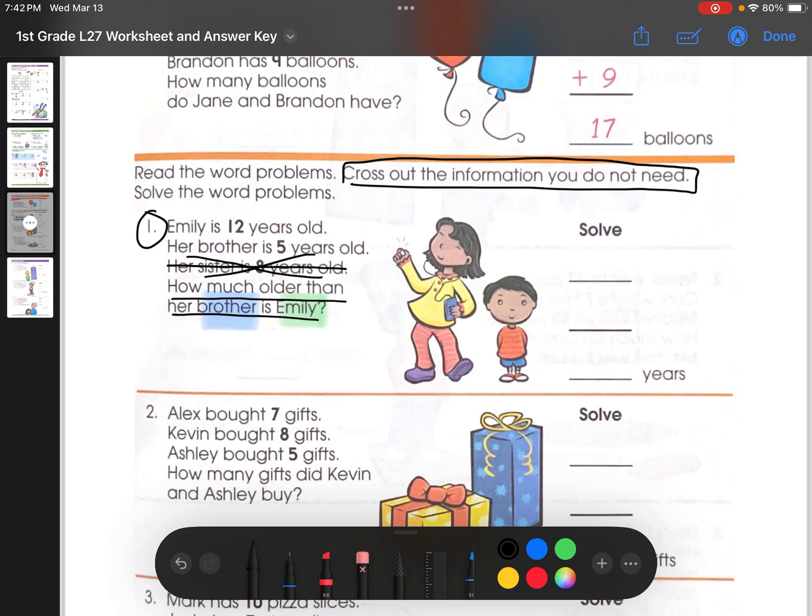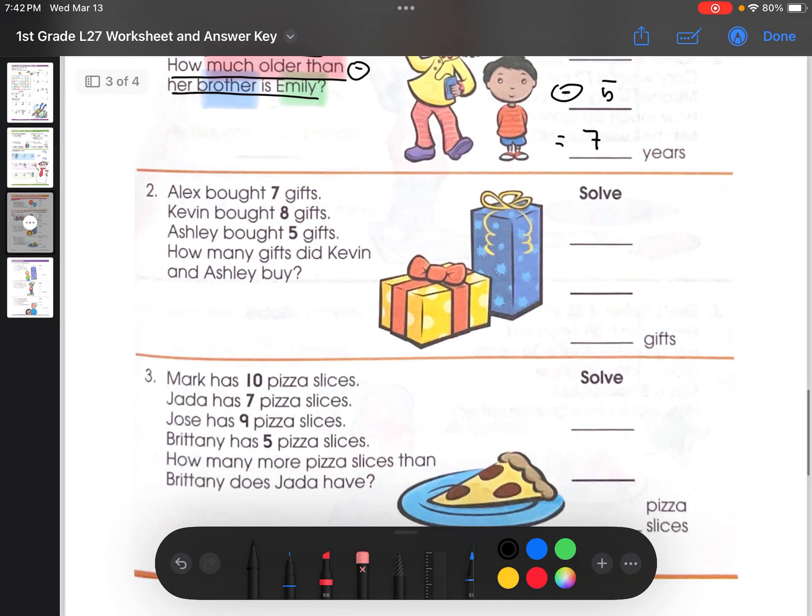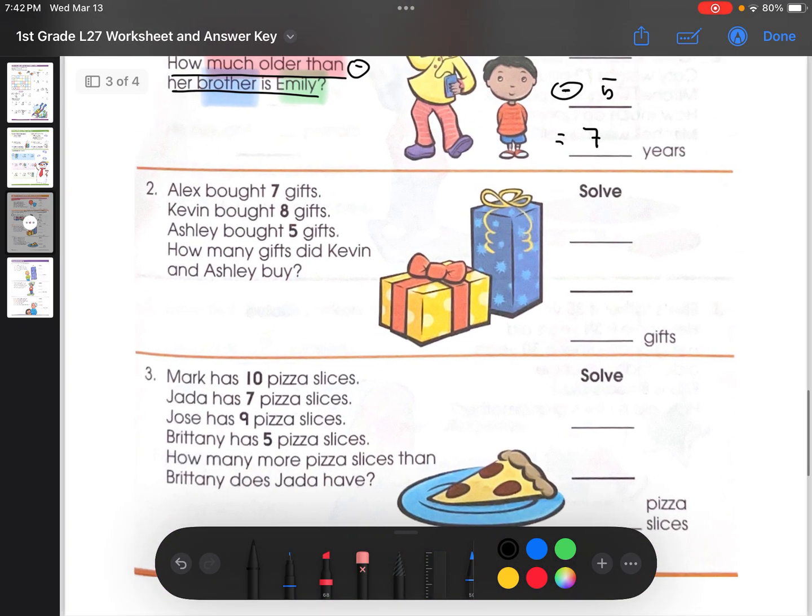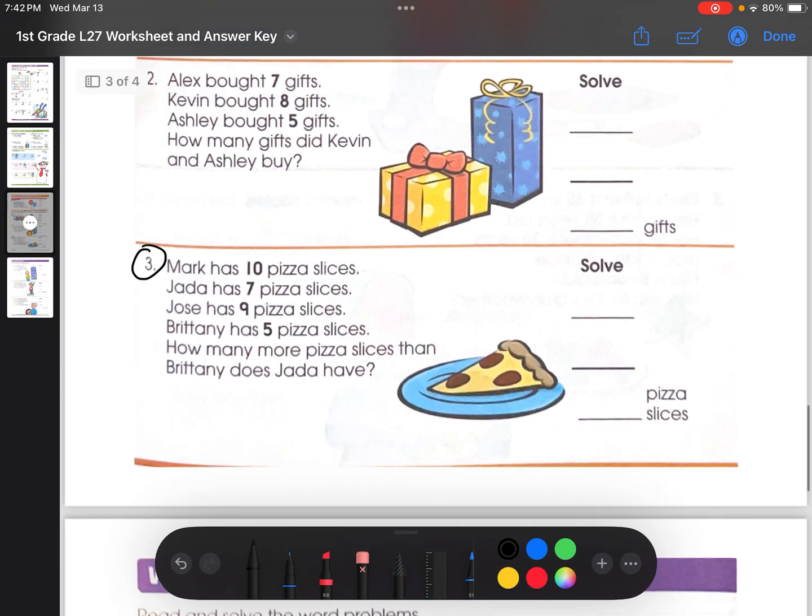So let's solve. We would do a how much older than problem right here. That is a subtraction problem, right? So we would do 12 for Emily minus 5 is equal to 7. Just like that. It's pretty simple. I'll help you on number 3, but you guys will finish on your own.